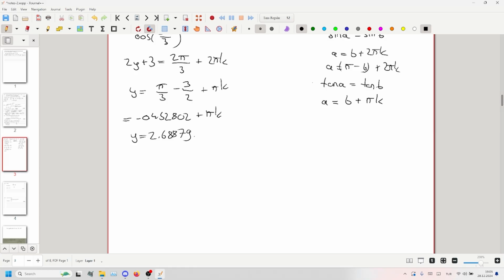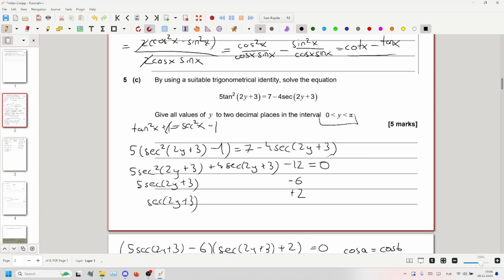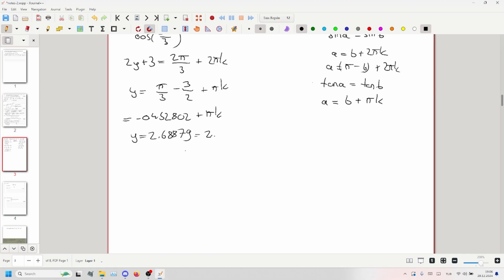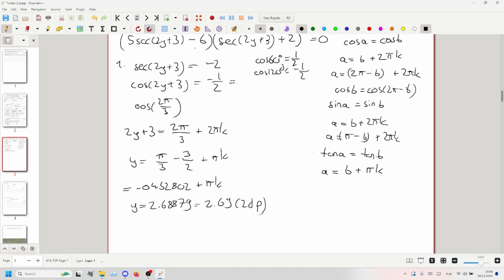2.68879, which it asks us in 2 decimal places. So we need to give this in 2.69. There we go, in 2 decimal places. Now, for this equation, this is one of the things we can do. I'm going to label this as A.